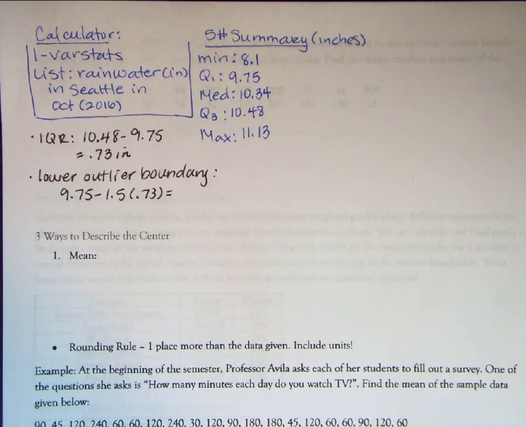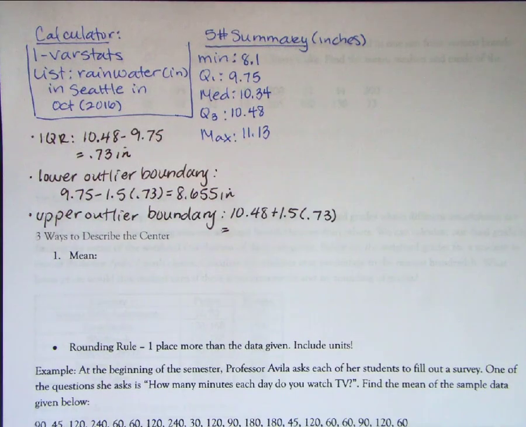So next, my lower outlier boundary is going to be that lower quartile, the 9.75. And then I need to subtract off 1.5 times that interquartile range. Remember, that is a formula that we saw when we looked at the box plot features. We're not going to round this value since this is a boundary value.